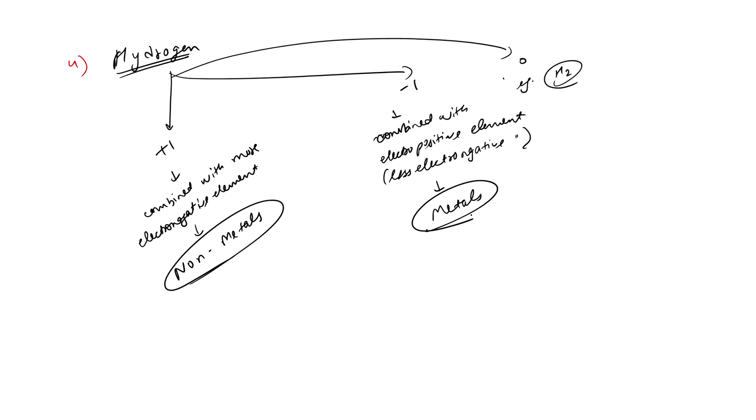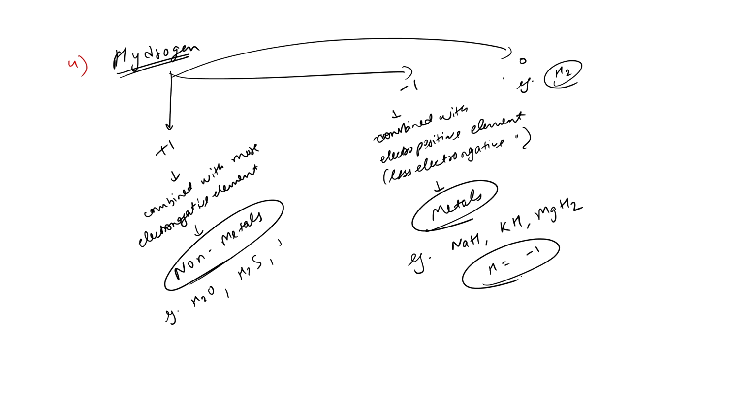That means, when hydrogen is combined with metals, for example NaH, KH, MgH2, in any of these cases hydrogen is present in -1 oxidation number, whereas when it is combined with non-metals, for example oxygen, sulfur, halides, its oxidation number is +1. H+ Cl-, H+ O2-, H+ S2-, H+ F-. For metals, Na+ H-, K+ H-, MgH2, Mg2+ H2-.